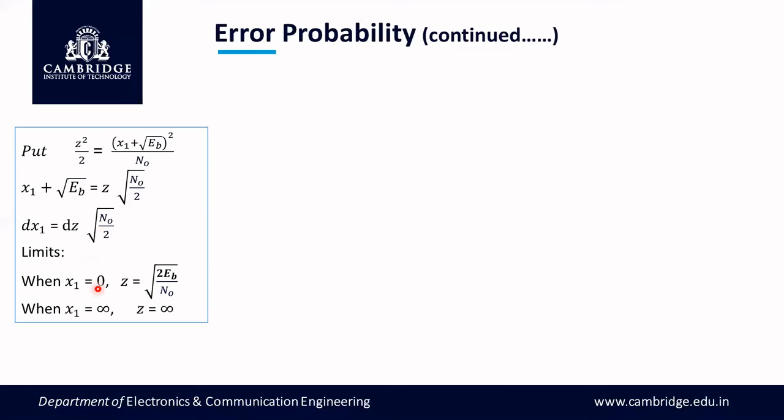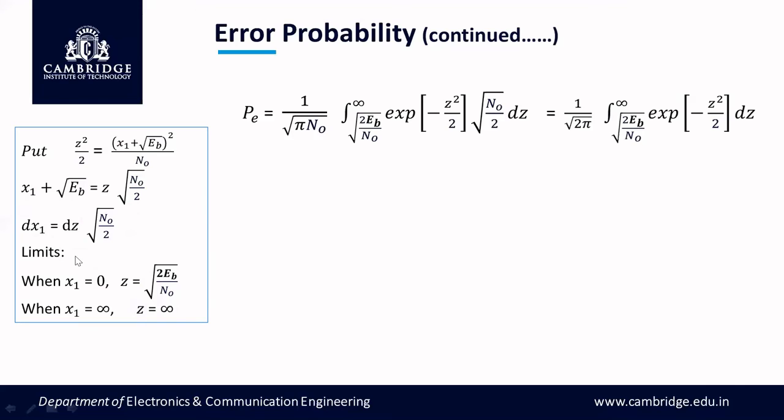Now apply the limits, when x equal to 0 and x equal to infinity. When x equal to 0, put 0 here. Then z equals root EB by n naught with the 2 multiplication, this one. When x1 is infinity, z is also infinity. So these changes are made according to the mathematics, and these changes are brought into this integration. So it completely changes. Root n naught cancels here, and then we come to this equation.